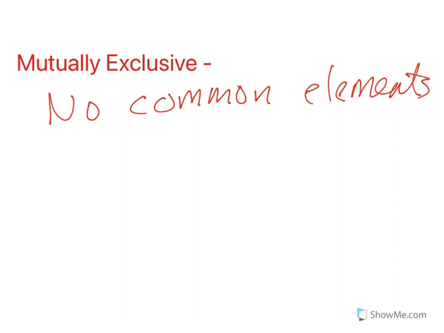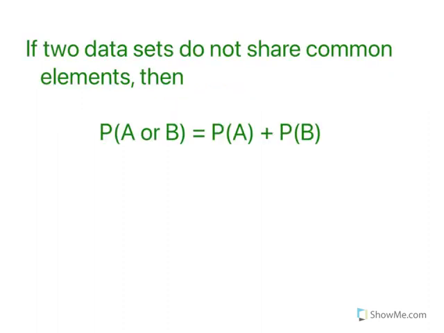Okay, so we're going to have another video where we talk about ones that do share common elements. But for today, in this video, everything that we talk about has no common elements. Because with OR, we're doing this or that, but not necessarily both. So if two data sets do not share common elements, then to find the OR, we simply add the two probabilities together, right? Probability of A plus the probability of B, because it's OR, one or the other.